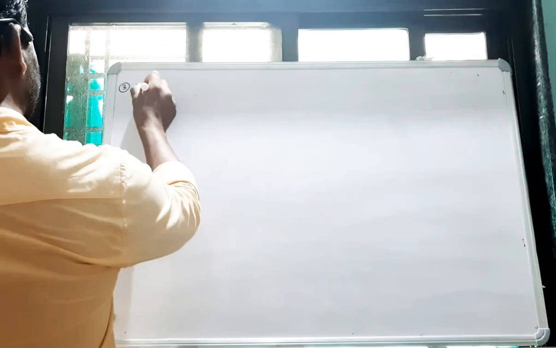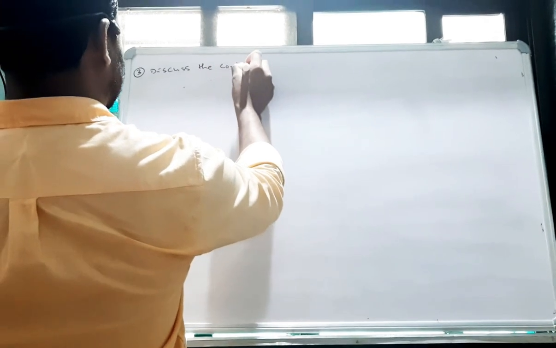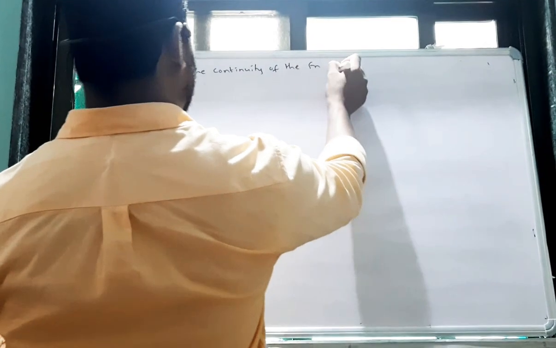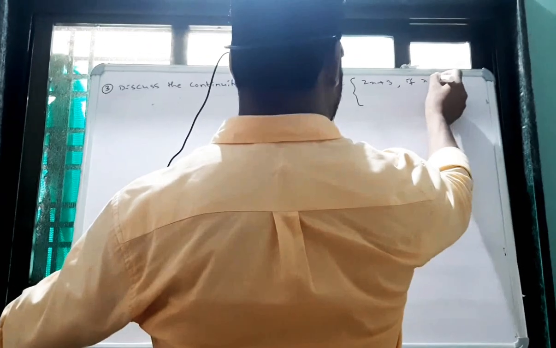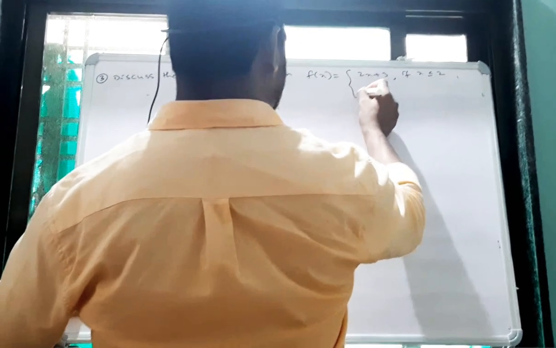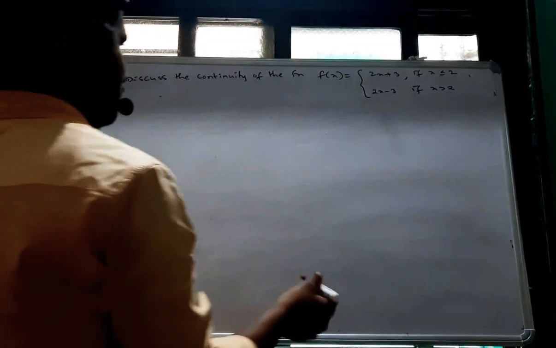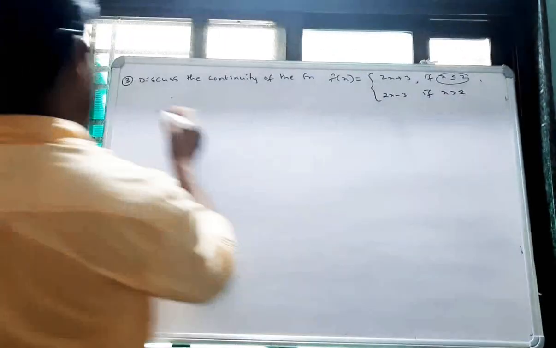Third example. Discuss the continuity of the function f of x equal to 2x plus 3 if x is less than or equal to 2, and x minus 3 if x is greater than 2. So now we have to discuss the continuity of the function at x equal to 2. Take the point x equal to 2.